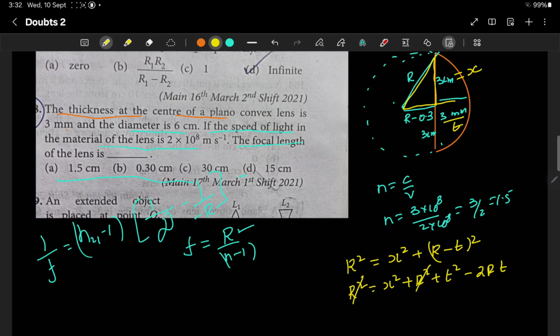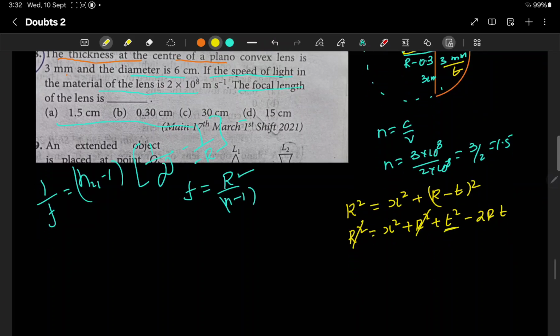So r square gets cancelled, and here you can see I have t square. T itself is very small. If you square that, it will become very small. So this can be eliminated. So I can say 2rt is nothing but x square. Now the radius becomes x square by 2t. This is what the radius is.